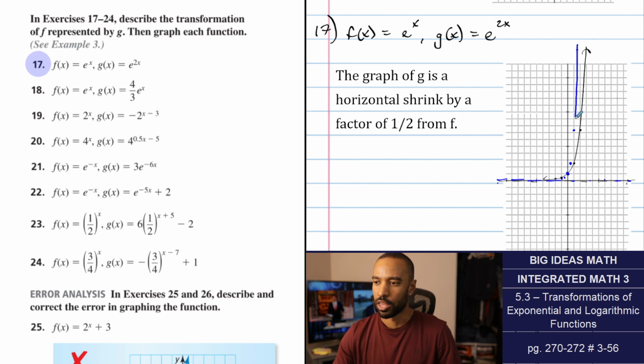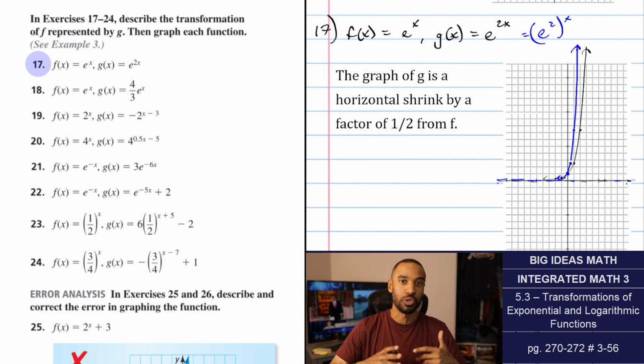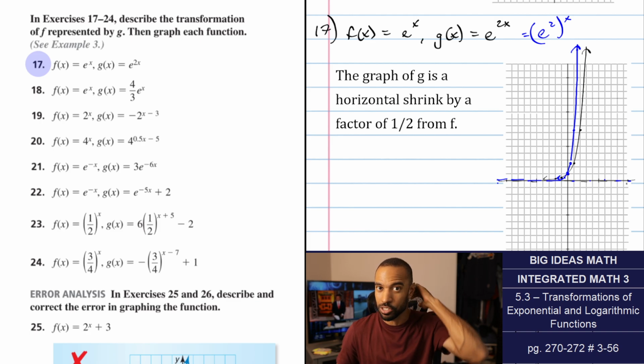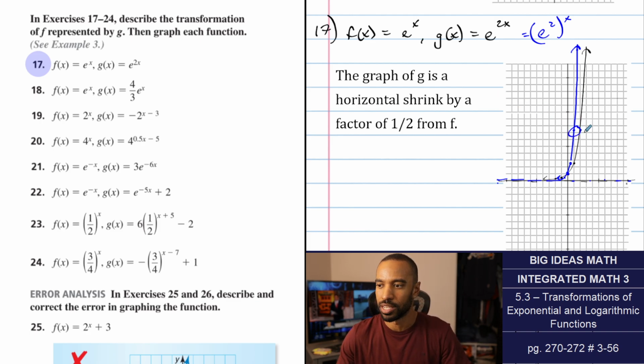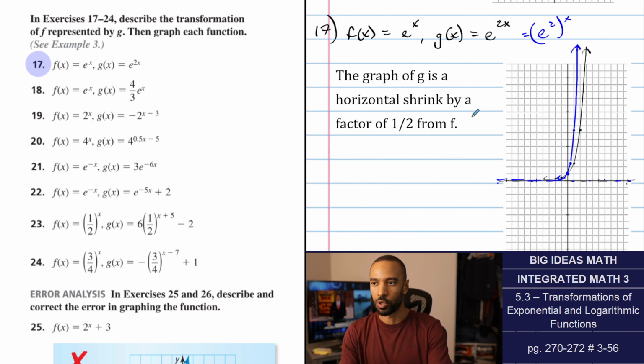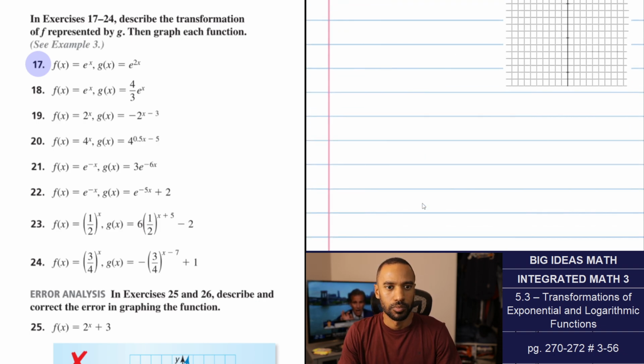Horizontal shrink. Another version of this that you could do, although you get half the points out from it, is you could turn e to the 2x into e squared to the x power. So every time x increases by 1, you go up another power of e squared, which means you'd hit this point, and then you go up another 1 and you can't fit it anyway. So I guess that doesn't really work as well as the original. So there's that. Number 18.